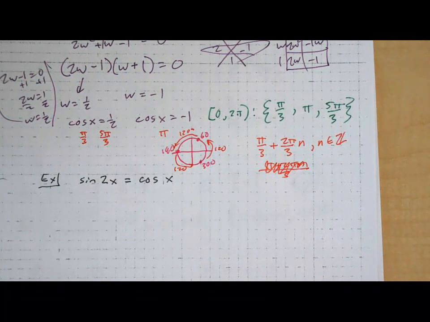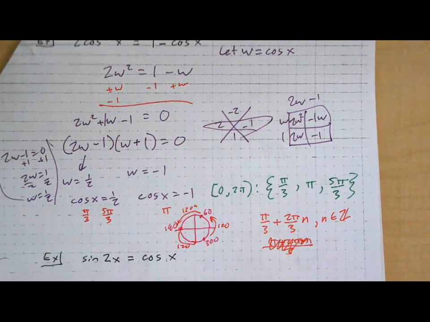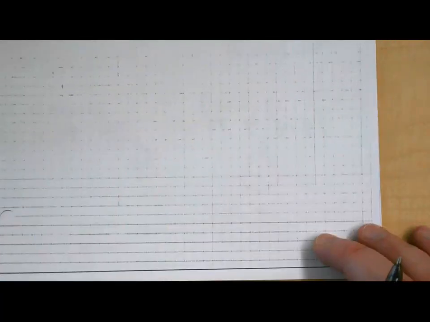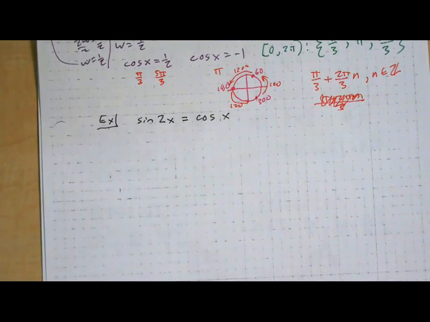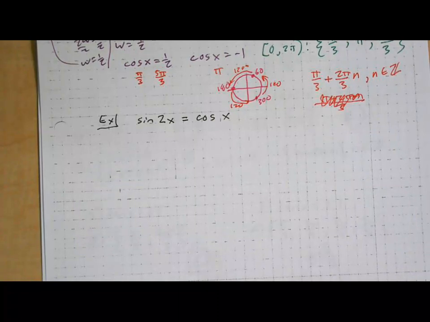Okay. Ready for one more? Any questions on this one before we get to our last one here? All right, here we go. Sine of 2x equals cosine x. So, ooh, I love that. I'm hearing people talk about identities.